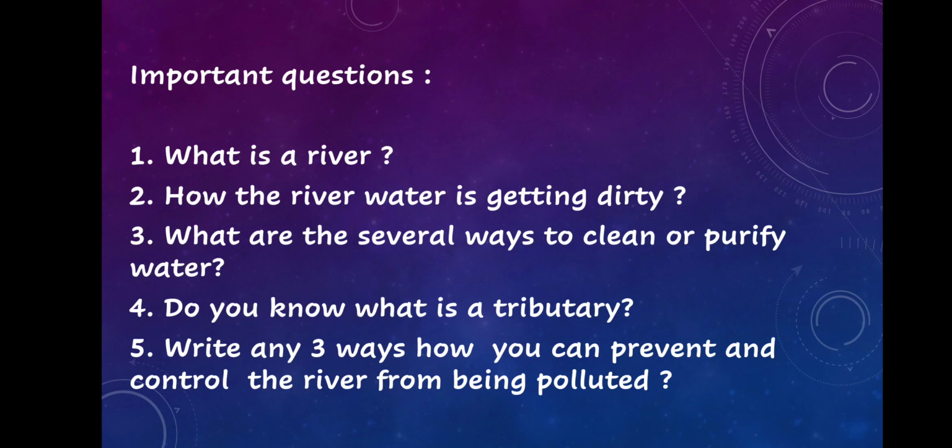The questions are: what is a river, how does river water get dirty, what are the several ways to clean or purify water, do you know what a tributary is, and write any three ways how you can prevent and control the river from being polluted in your locality. If the river is there, how can you prevent the water from being polluted? So these are the questions you have to do by yourself, and if you cannot answer a question, you can take help from me. First of all, try to write down the answers to these questions.